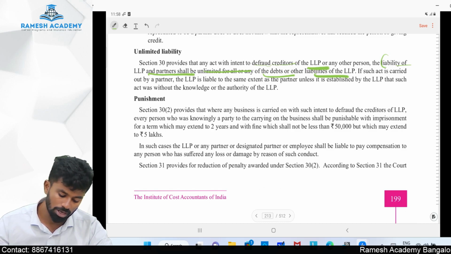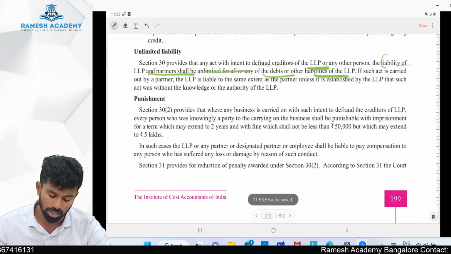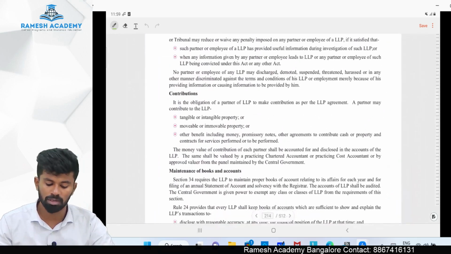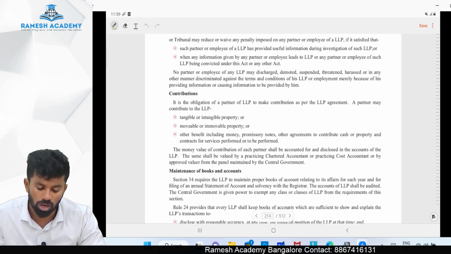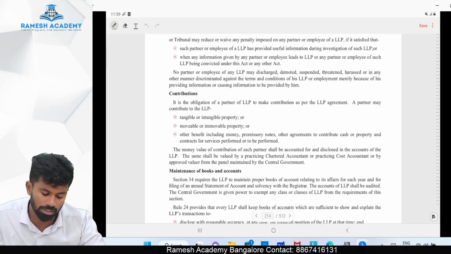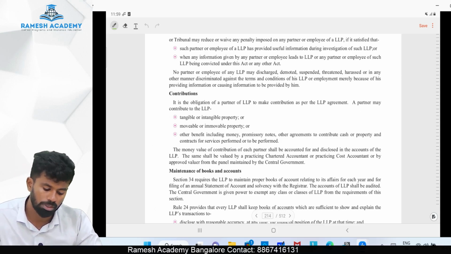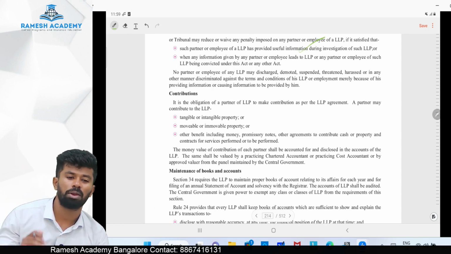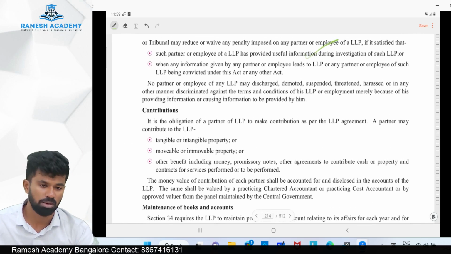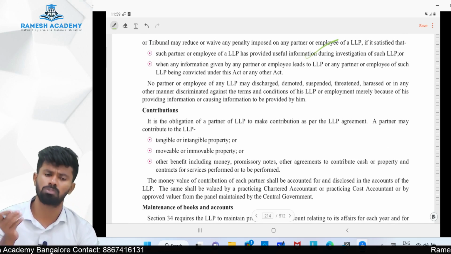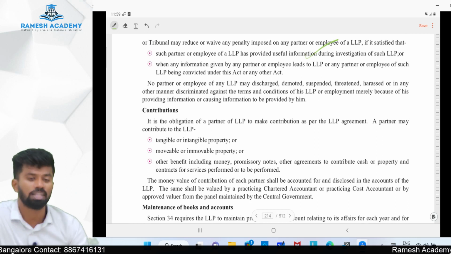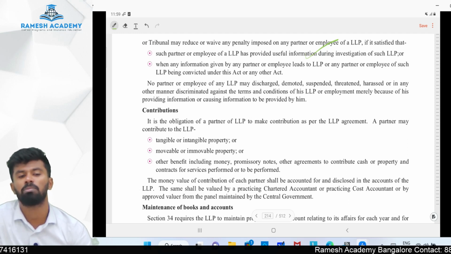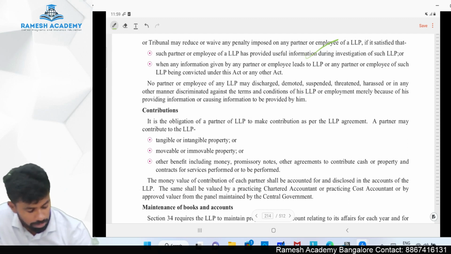Section number 31 provides for reduction of penalty. A tribunal may reduce or waive any penalty imposed on any partner or employee of LLP if it is satisfied that such partner or employee has provided useful information during the investigation of such LLP. Means the court may waive or reduce the penalty imposed on an employee or partner of LLP if they give any useful information or provide any evidence which will lead to a person being found guilty.